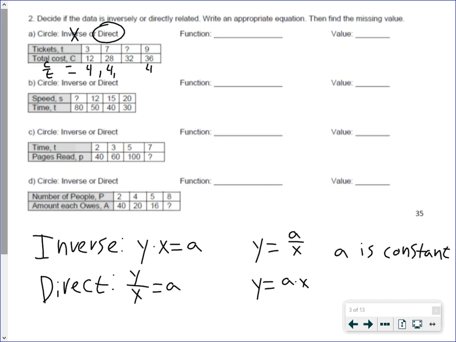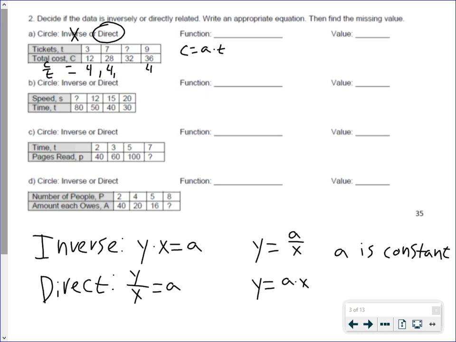So now that we know they're directly related, we're going to figure out what our function is going to be. So our direct function is y equals a times x, or in this case, we're going to use c and t. So I'm going to say c equals a times t.